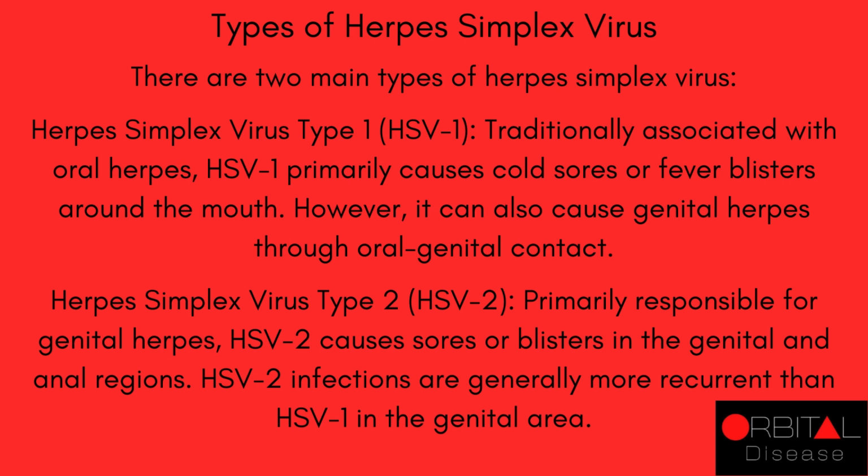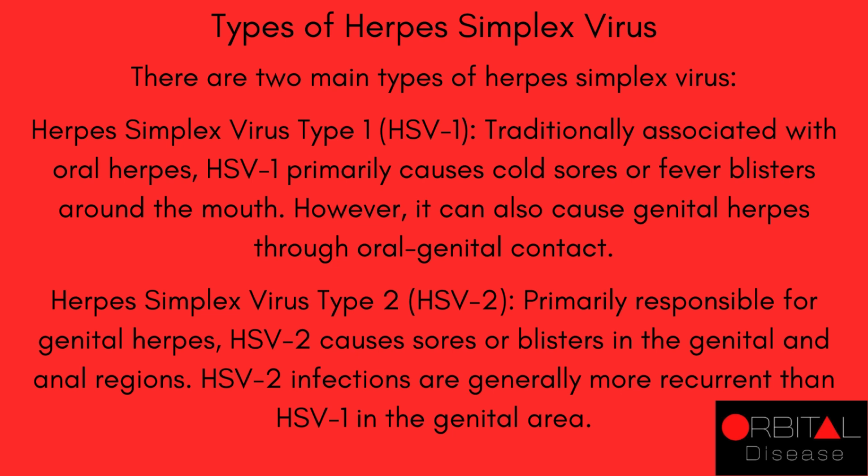Types of herpes simplex virus. There are two main types of herpes simplex virus. Herpes simplex virus type 1, HSV1, traditionally associated with oral herpes. HSV1 primarily causes cold sores or fever blisters around the mouth. However, it can also cause genital herpes through oral genital contact.